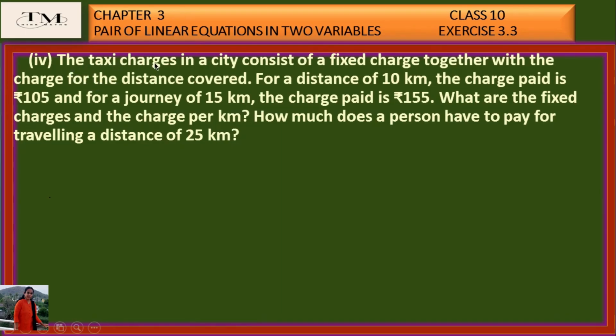The taxi charges in a city consist of a fixed charge together with the charge for the distance covered. For a distance of 10 kilometer, the charge paid is rupees 105, and for a journey of 15 kilometer, the charge paid is rupees 155. What are the fixed charges and the charge per kilometer? How much does a person have to pay for traveling a distance of 25 kilometers?